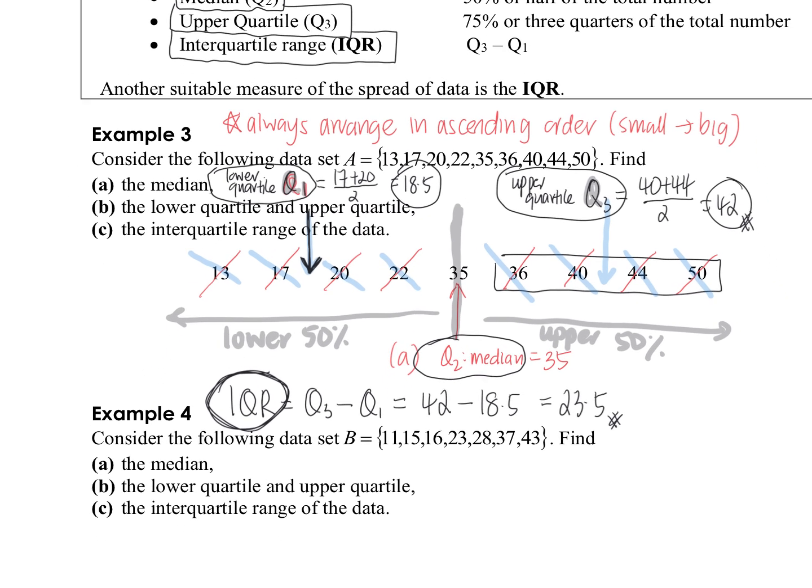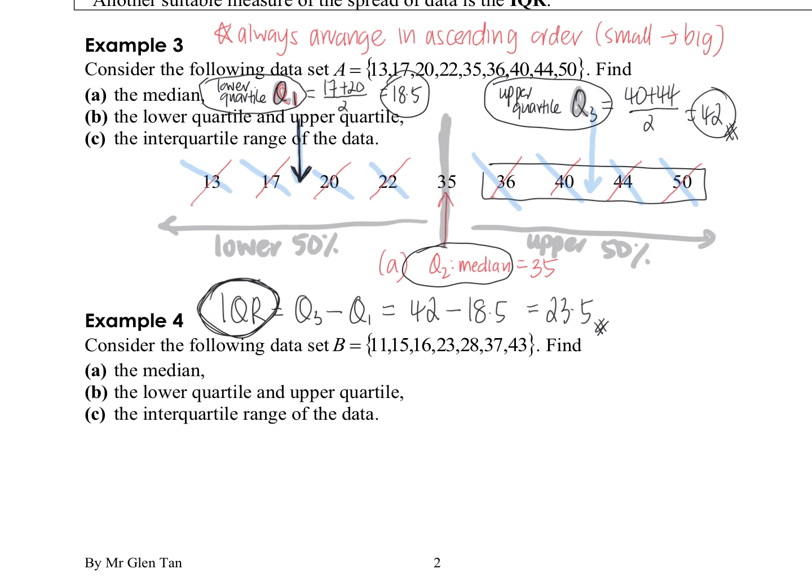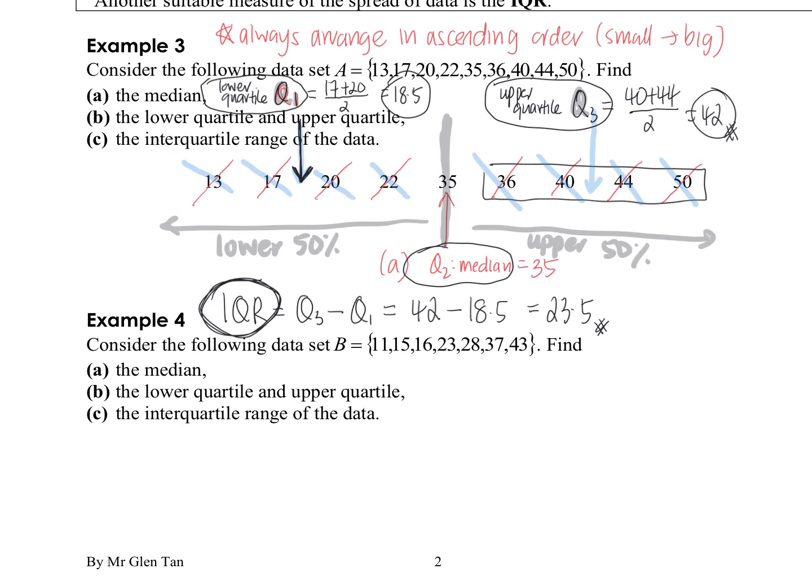Okay, so now using this set, can you go and find your own median, lower quartile, upper quartile, interquartile range? Okay, go and find. Then we check in a while. Okay, try on your own first. See whether your understanding is correct or not. Go and locate your median first. Where is the middle number?